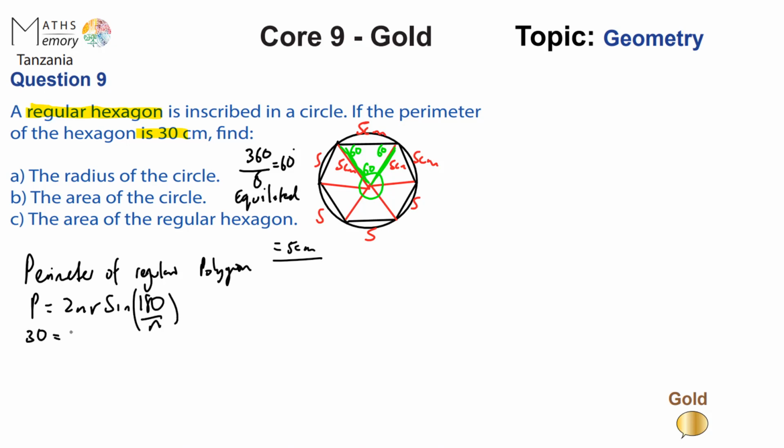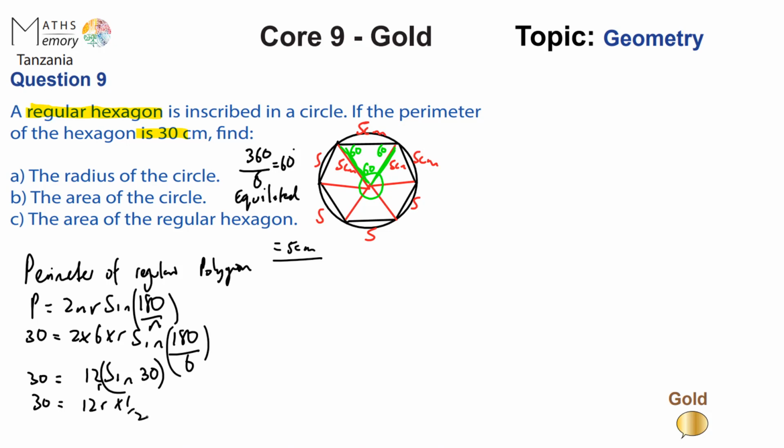So the perimeter is 30, 2 times n. n is going to be 6. We don't know what r is yet. And this is 180 over 6. So that's 30 equals, let's say, 12 sine 30 over here. Sine 30 is a half. So we could say basically that 30 equals, this will be r, by the way, I forgot to put r here, it's 12r, 12r times a half.